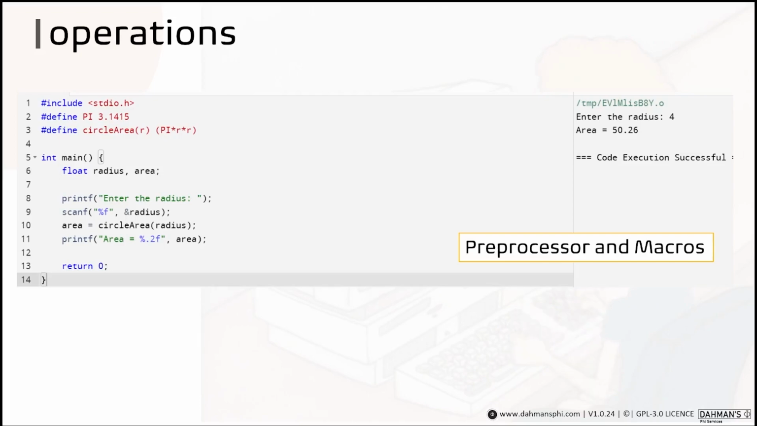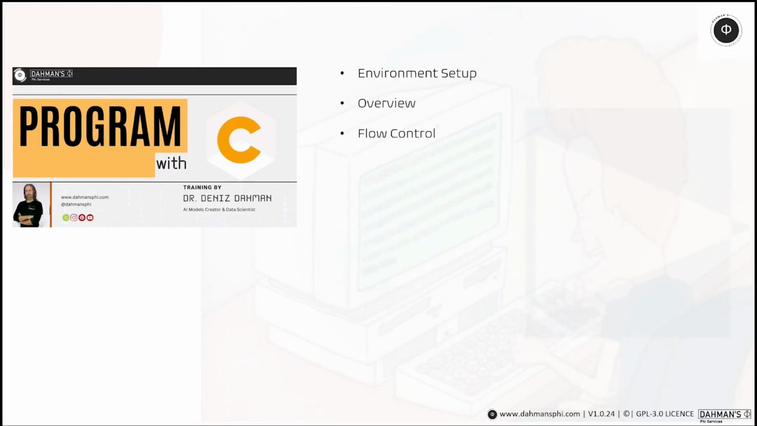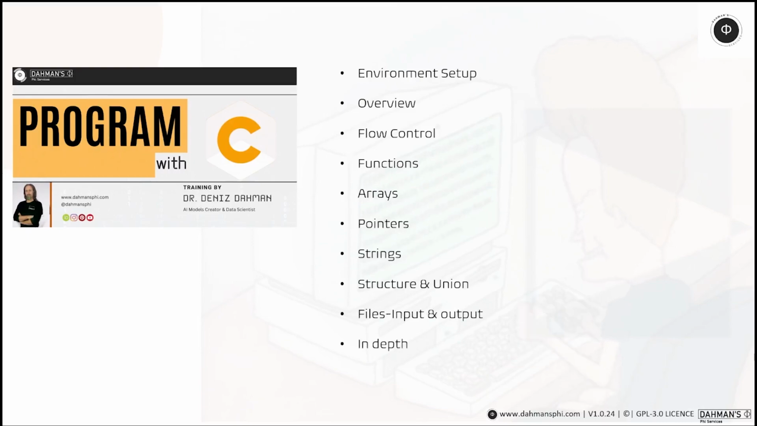If you're also using Python, it has a similar kind of idea with modules and packaging. So we have come to the end of this series. We have looked at the first episode, how to set up the environment, an overview of the language, and the flow control, functions, arrays, pointers, strings, also structures and unions, which we discussed today, file input and output, and some other in-depth topics related to the technical setup of the C programming language.